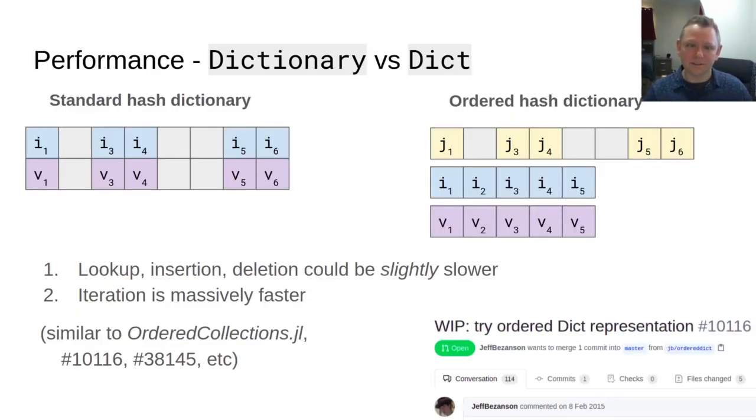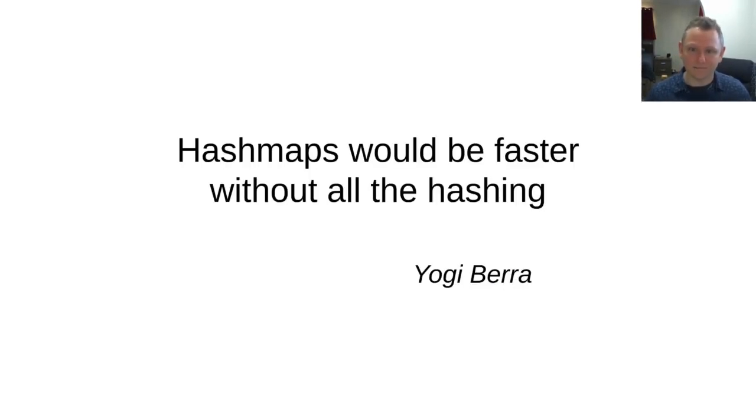Okay, so the performance here: because of the extra indirection, the lookup, insertion, and deletion can be slightly slower. So in the implementation, sometimes it's faster, sometimes it's slower than set and dict. But iteration itself is massively faster. Just like we saw in ordered collections, just like we saw over 6 years ago when trying to implement similar things in base, we discovered that iterating over these dense vectors is much faster than trying to iterate through the sparse hash table values.